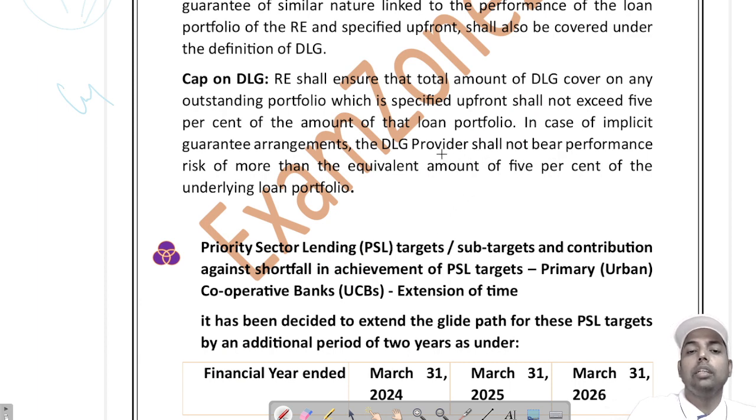Further, anyone, any insurance company or any insurance provider may provide this default loss guarantee, but the performance risk covered is not more than the equivalent of 5% of the underlying portfolio. Means they can guarantee not more than 5% of the underlying portfolio.